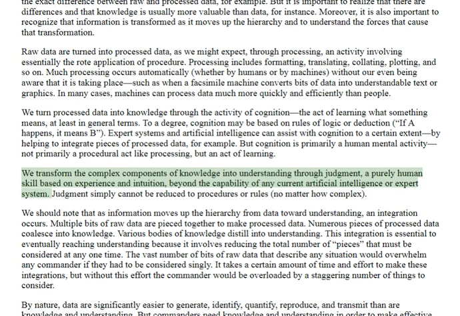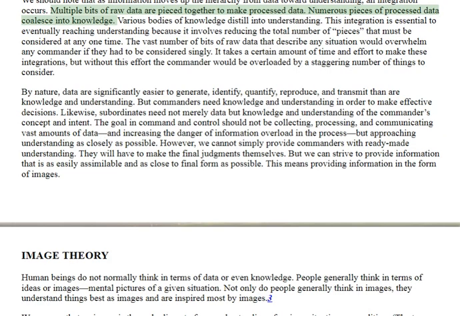We transform the complex components of knowledge into understanding through judgment, the purely human skill based on experience and intuition. Beyond the capability of any current artificial intelligence or expert system, judgment simply cannot be reduced to procedures or rules, no matter how complex. We should note that as information moves up the hierarchy from data toward understanding, an integration occurs. Multiple bits of raw data are pieced together to make processed data. Numerous pieces of processed data coalesce into knowledge. Various bodies of knowledge distill into understanding.